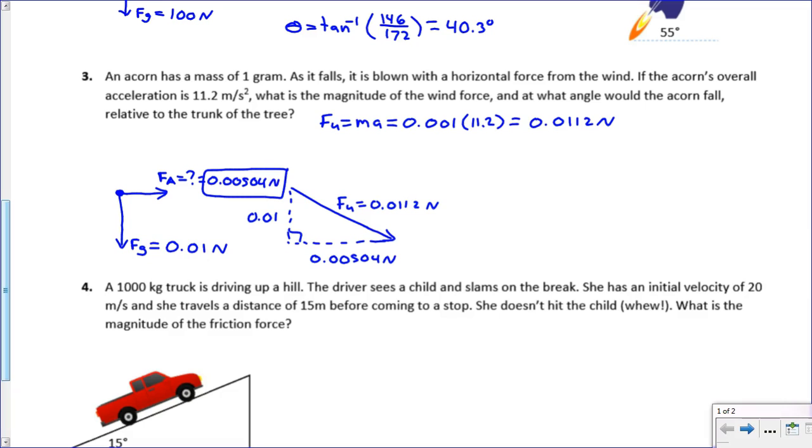And then the other part is that we have to figure out what angle this is. The angle that it falls relative to the trunk of the tree is a little bit confusing, but if you think about a trunk, a trunk is going up and down, and I'm asking you for the angle relative to the tree. So what I'm asking you for here is actually this angle here. You should hopefully identify in the picture that it's this angle here that I want. That's my theta. And so I'm going to calculate theta here.